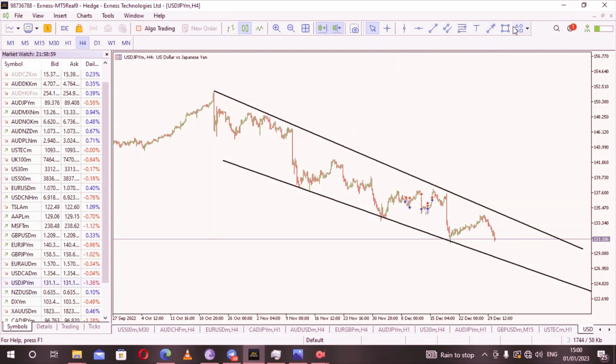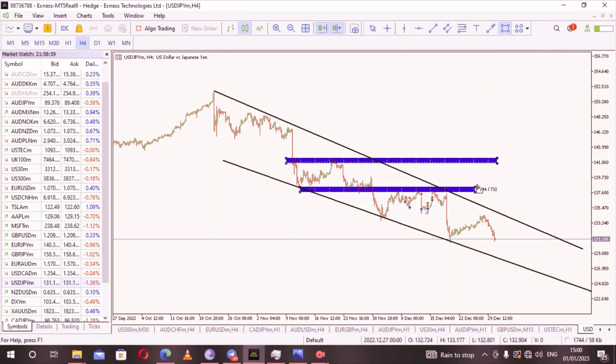We're going to have to make sure that we draw our zones. These zones act as our previous market structures, where we know that the market is most likely to react when it gets to that particular zone.